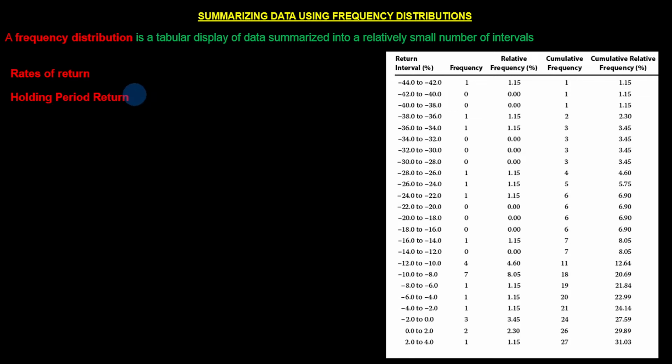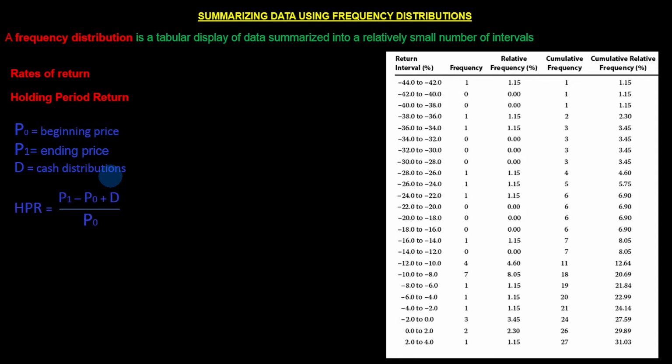Now, for the holding period return, we need three things. We need a beginning price, we call it P0, the ending price, P1, and any cash distributions if we have received any. And in terms of cash distributions, if you're talking about common stocks, it is going to be the dividends. And if you're talking about bonds, it will be the coupons on the bonds, right?